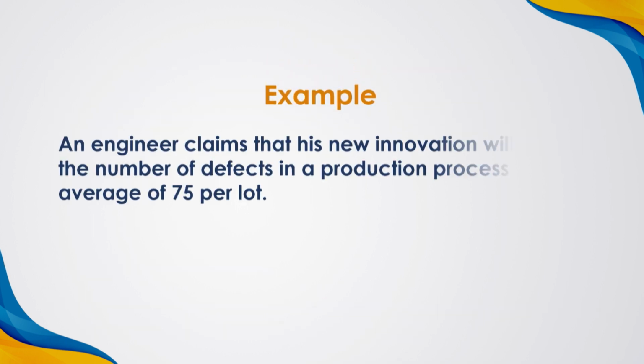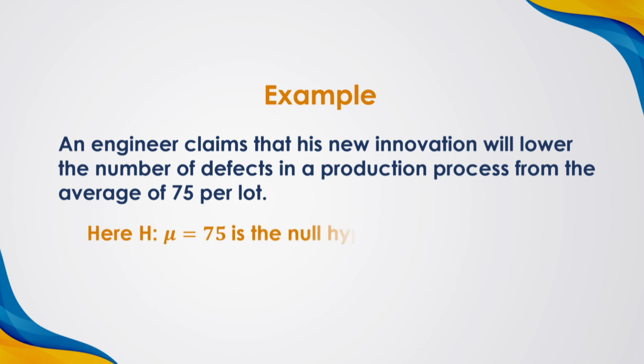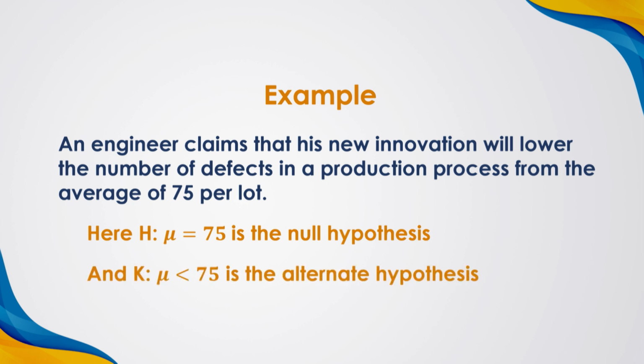Example: an engineer claims that his new innovation will lower the number of defects in a production process from the average of 75 per lot. Here H: mu equal to 75 is the null hypothesis, and K, that is the claim, mu less than 75 is the alternate hypothesis.